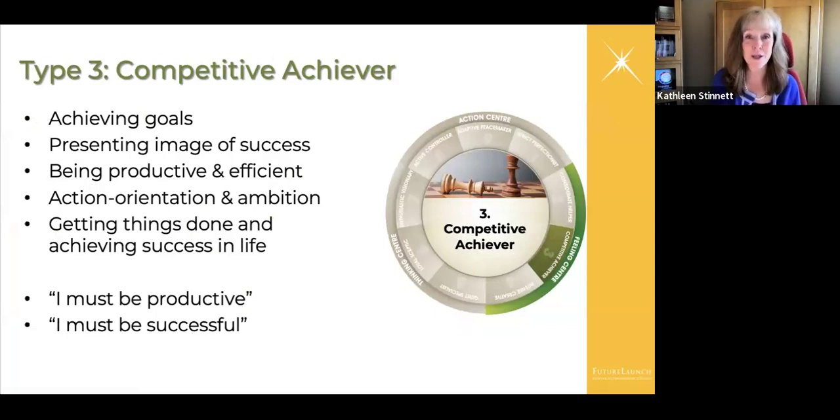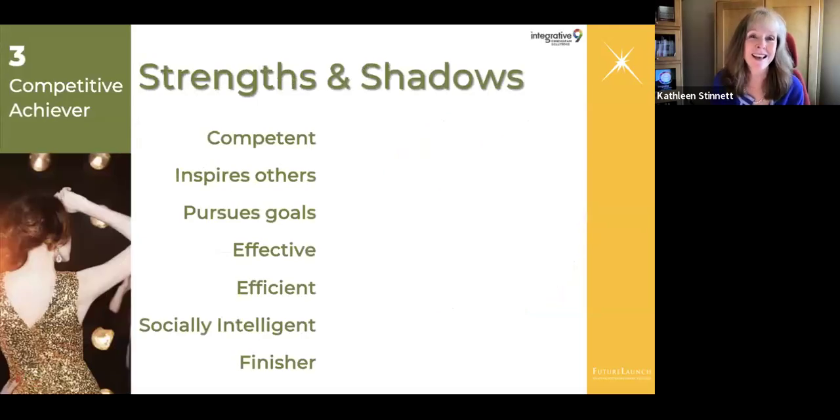So our threes tend to be goal-oriented, and they want to be effective and efficient and get things done well. Unlike the type 1, the 3 doesn't have to do it perfectly, but they want to do a good job because that is their definition of success. And so the strengths that the 3 tends to exhibit are effective, efficient, they're competent. When they're at their best, they inspire others to be at their best.